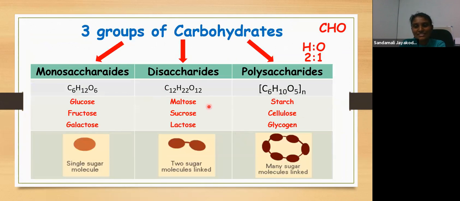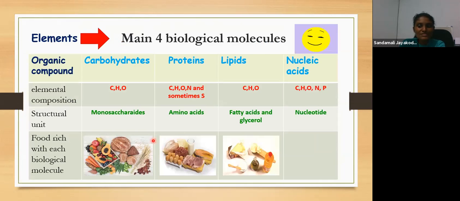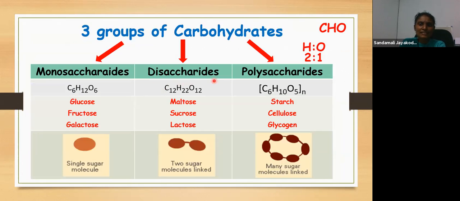So we are going to discuss these carbohydrate molecules in detail. As I told you, it contains CHO and it is made up of monosaccharides. There are three major groups of carbohydrates: monosaccharides, disaccharides, and polysaccharides. It is not a single group of molecules. It has three different types of molecules. These three different groups are defined according to their structure.